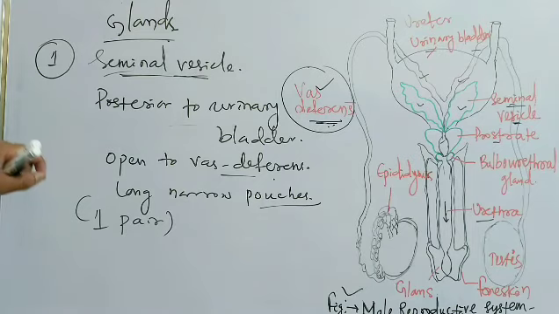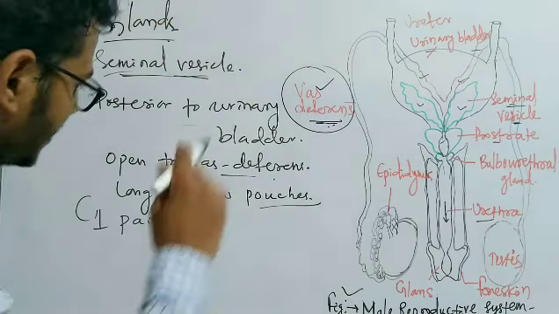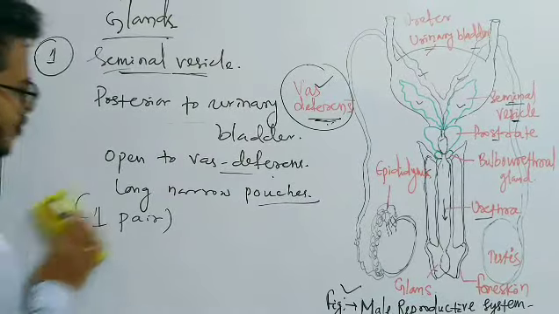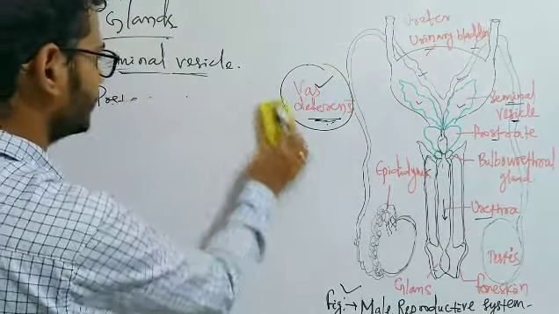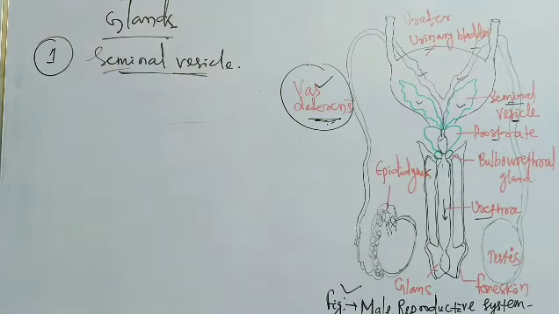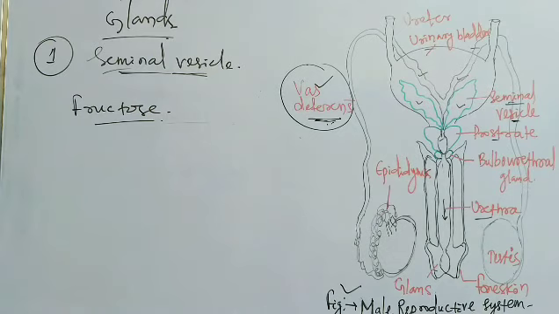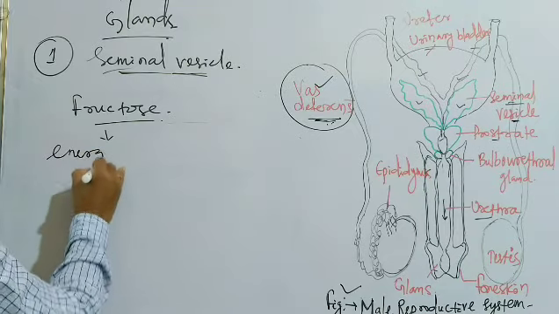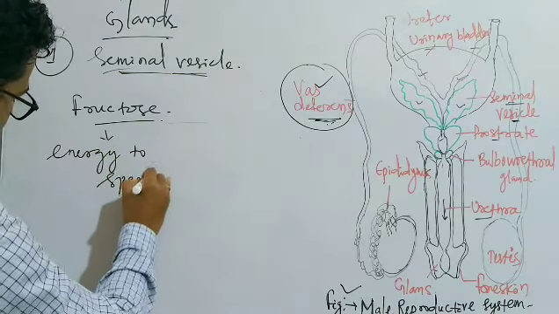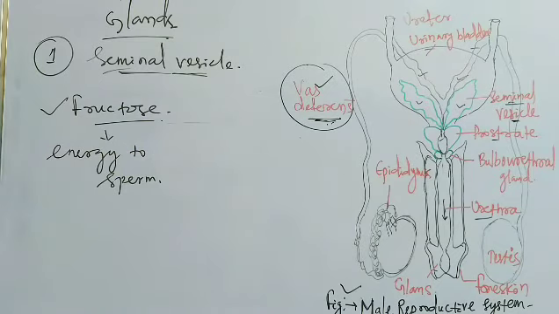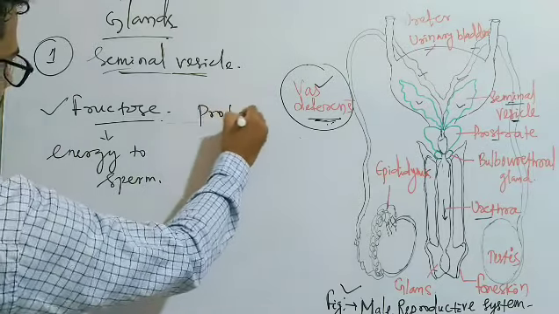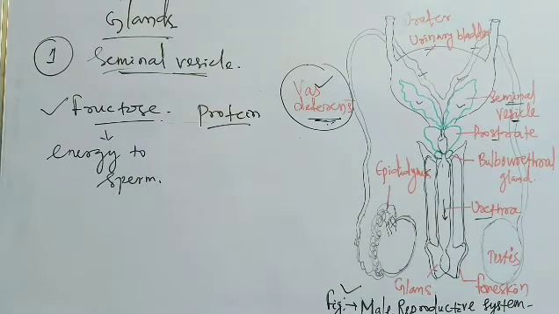The fluid from the seminal vesicle is viscous and contains different essential things. So let's discuss what are the important things present in the fluid secreted by the seminal vesicle. It contains fructose, which is very important. It provides energy to the sperm. So fructose is one important constituent. Another is protein, and prostaglandin.